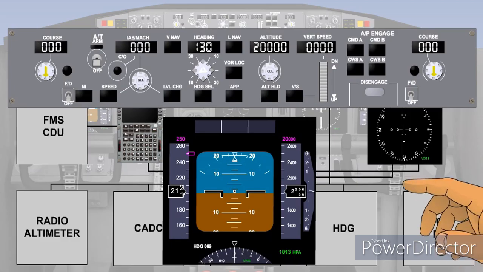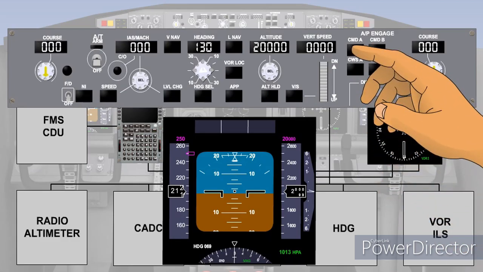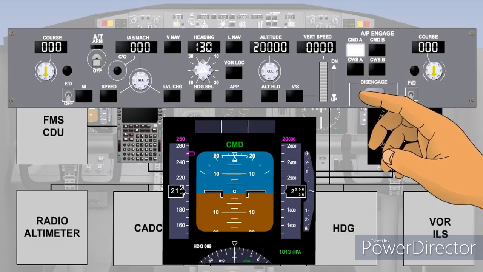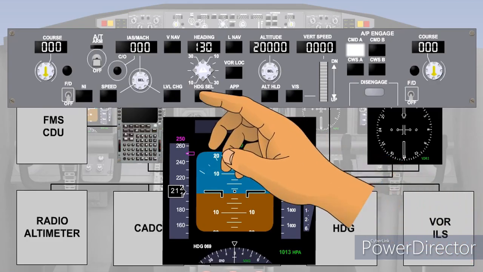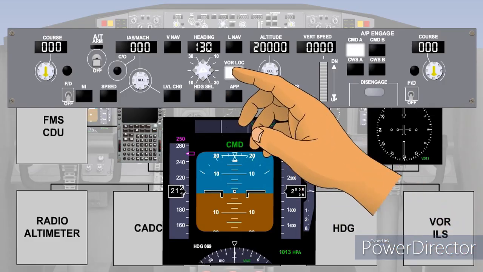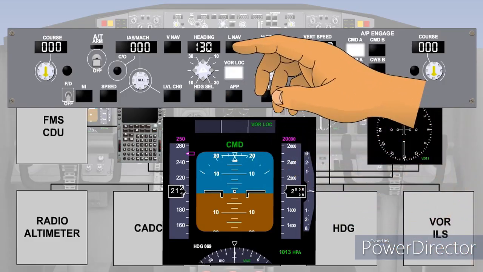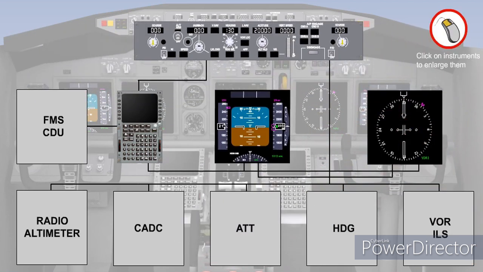Firstly, we will examine typical guidance functions for the roll channel. With Autopilot A in command mode, the flight mode annunciator will show command in green. Now any roll guidance function can be selected. The roll functions available are heading select and hold, VOR tracking, and lateral navigation or LNAV. If you wish to look at any of the enlarged images again, just click on them.